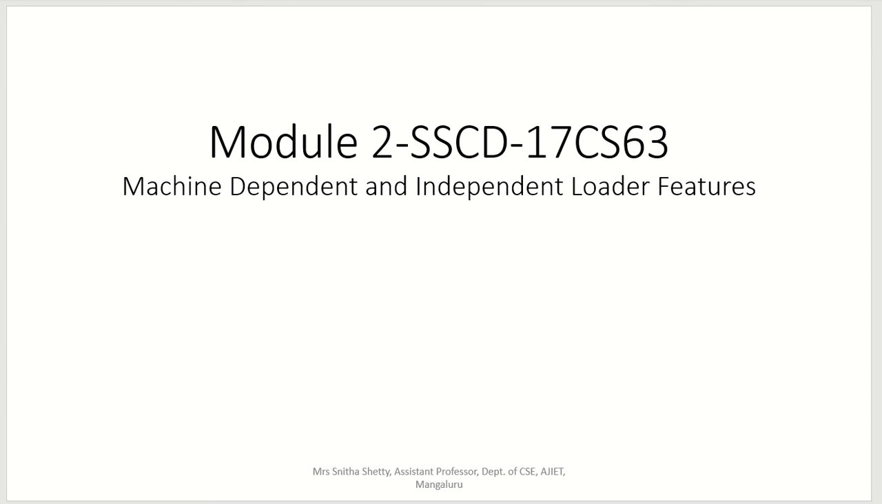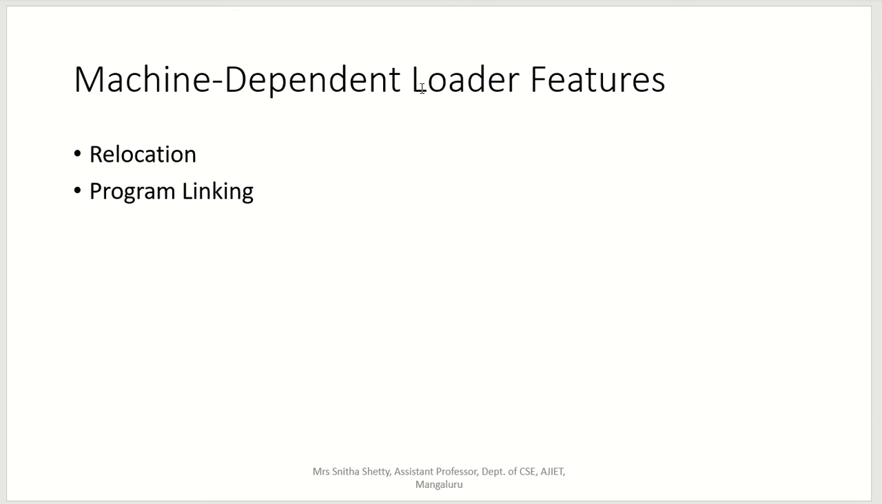So first one, machine dependent loader feature. Basically, there are two machine dependent loader features. They are relocation loader feature and program linking loader feature. These are the two different machine dependent loader features. Now first one, relocation. Before that, you should know the different types of loader. The loader has been classified into absolute loader, bootstrap loader and relocatable loader, right?